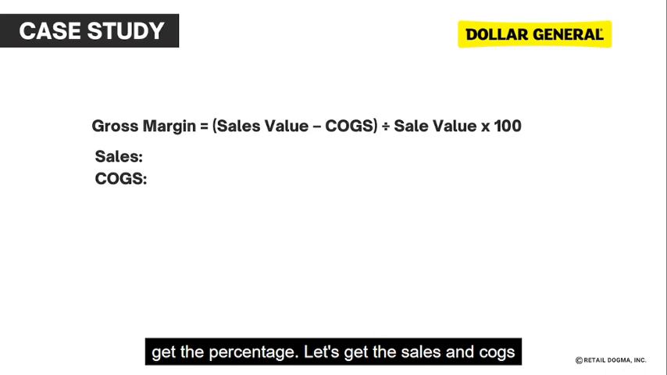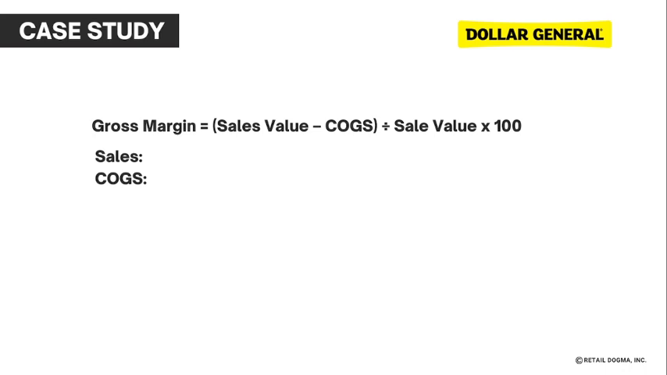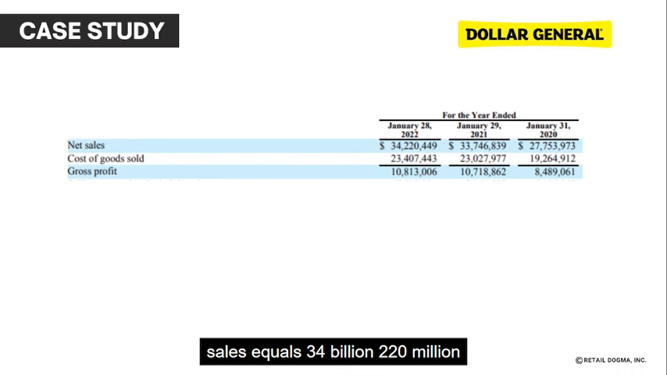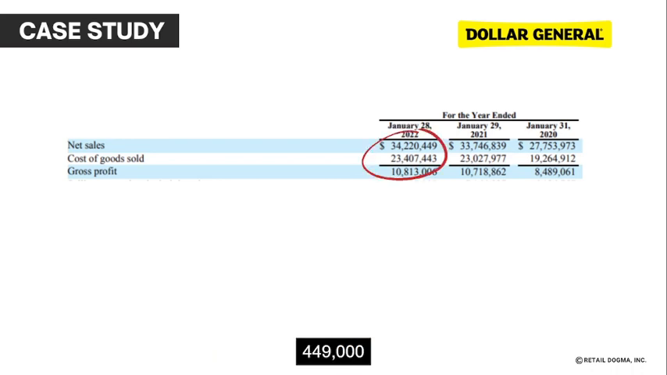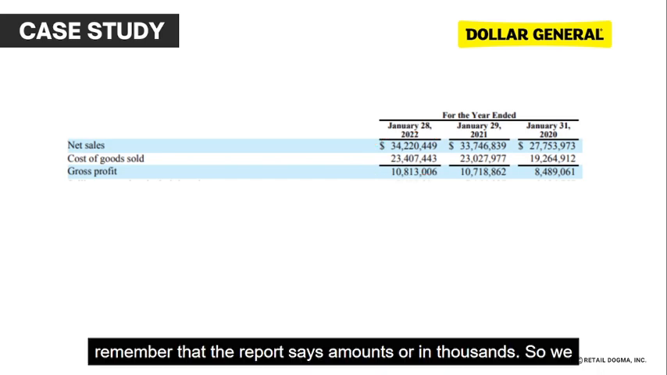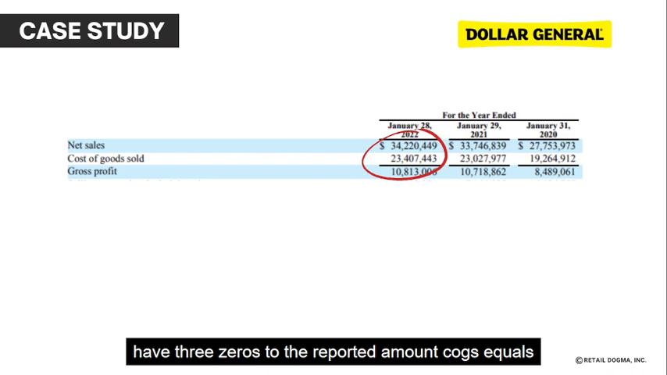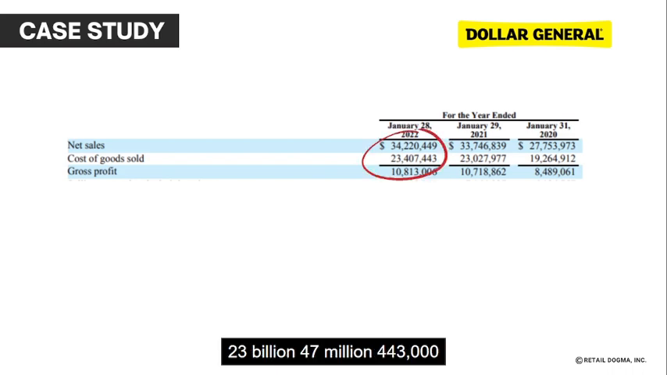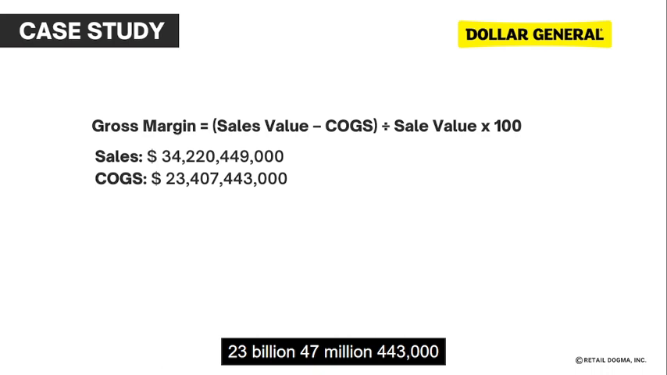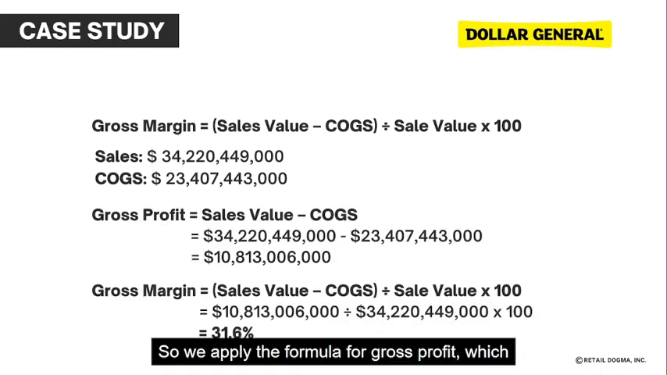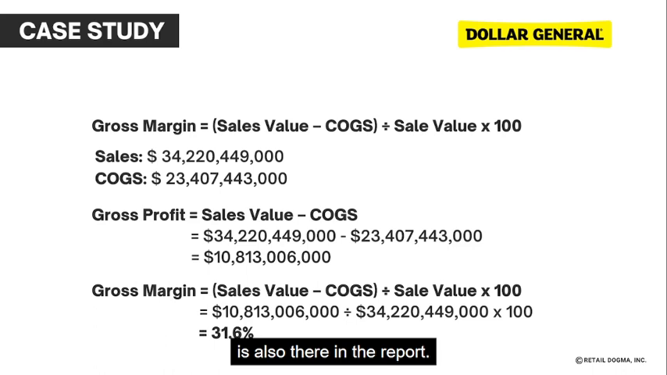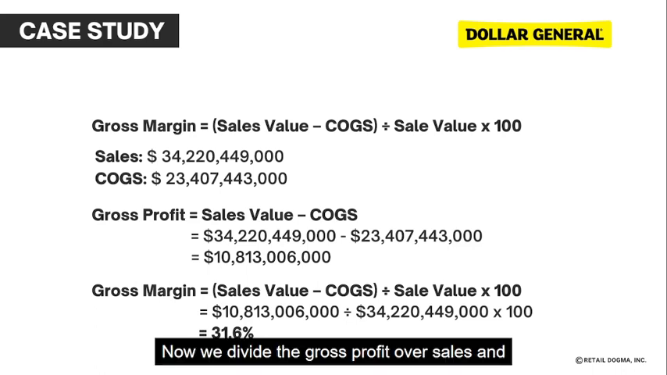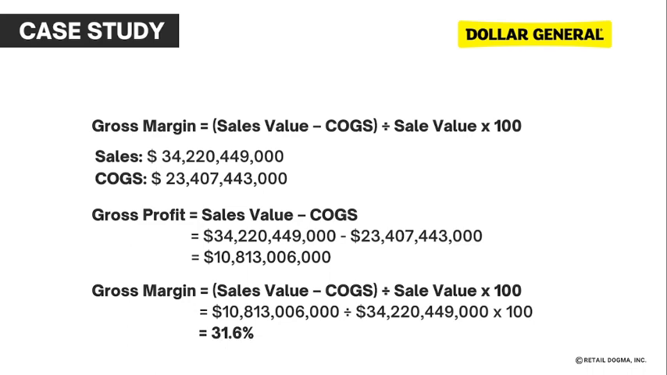Let's get the sales and COGS from the report. Sales equals $34,220,449,000. Remember that the report says amounts are in thousands, so we add 3 zeros to the reported amount. COGS equals $23,407,443,000. So we apply the formula for gross profit, which is also there in the report. Now we divide the gross profit over sales and multiply by 100 and get a gross margin of 31.6%.